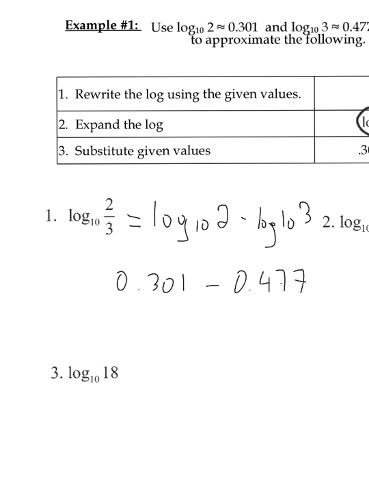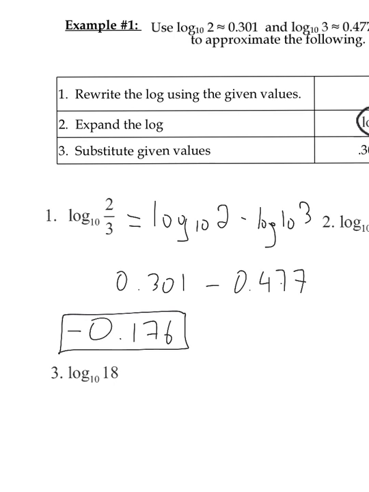0.477. Okay, if you take your calculator out, 0.301 minus 0.477, the answer is negative 176 hundredths. Okay, so this is your final answer.